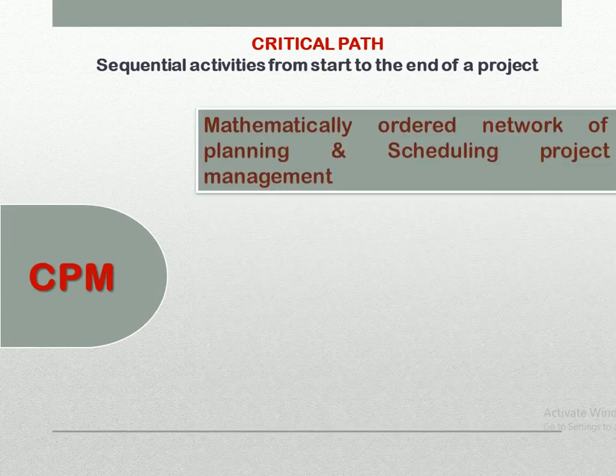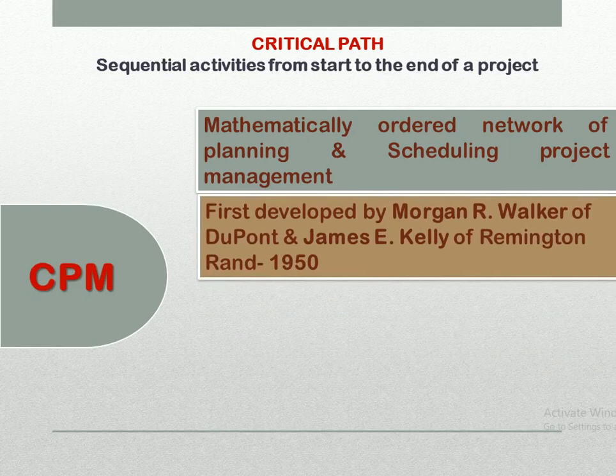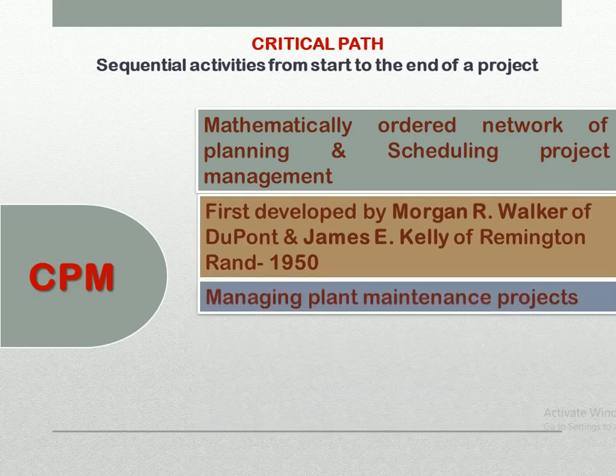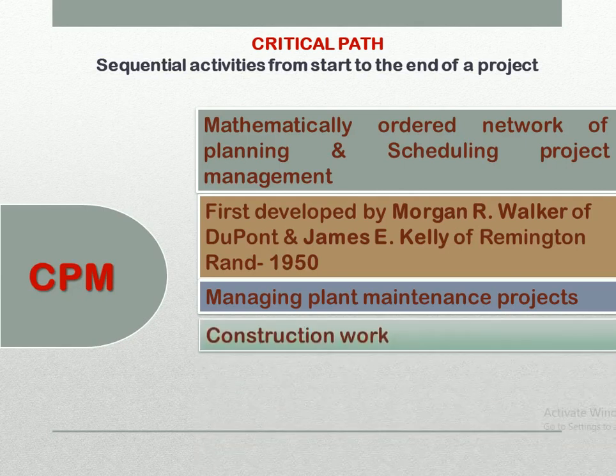Now what does CPM mean? The critical path method can be defined as a mathematically ordered network for planning and scheduling project management, or you can say that it is a project modeling technique. It was developed in the late 1950s by Morgan and James. Initially, this method was used for managing plant maintenance projects, although the original method was used for construction work.